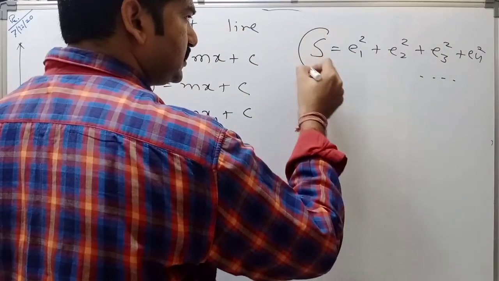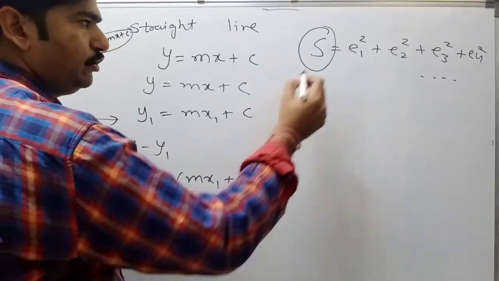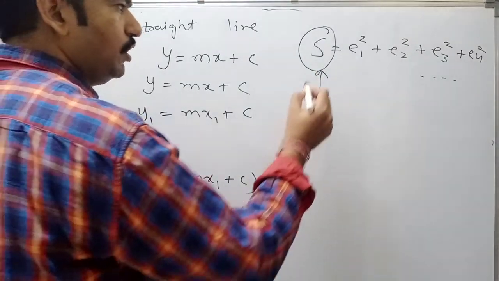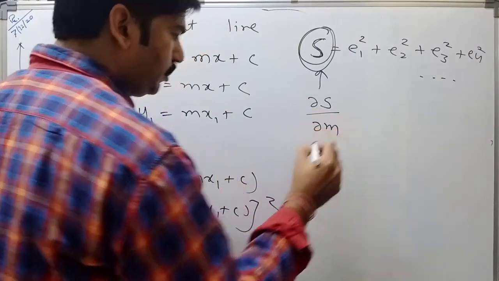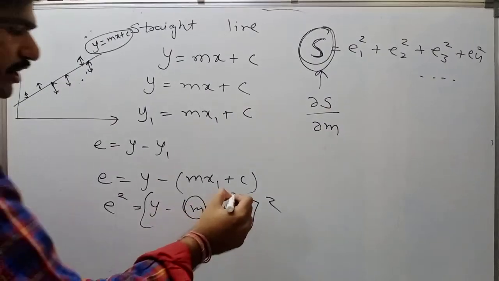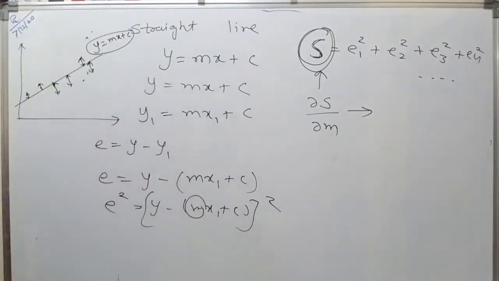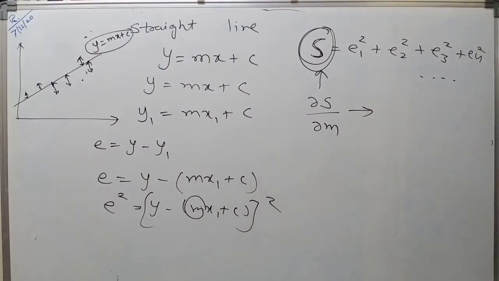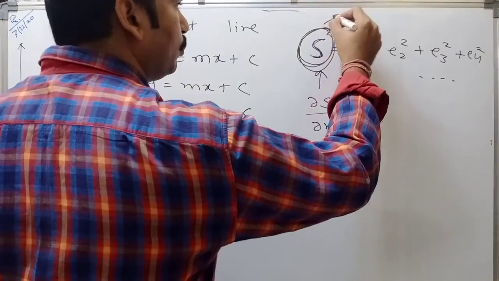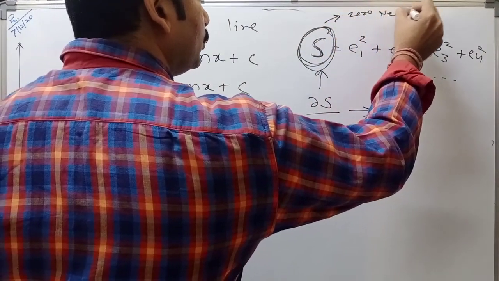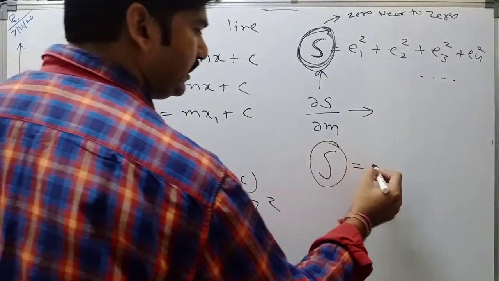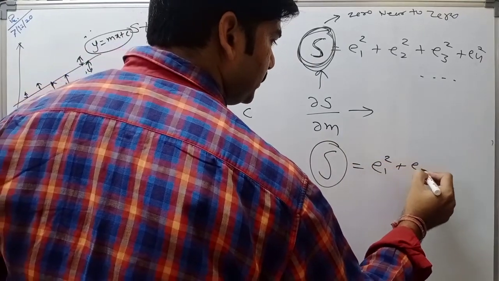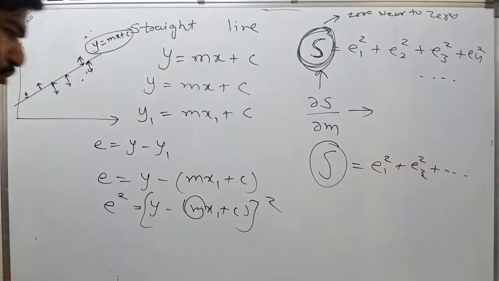So for this sum to be minimum, you have to differentiate it. For s to be minimum, the differentiation of s with respect to the constant, for example m, that is del s by del m, must be equal to 0. This sum has to be 0 or near to 0. This s being minimum means the sum of the errors has to be minimum. That is the thing.